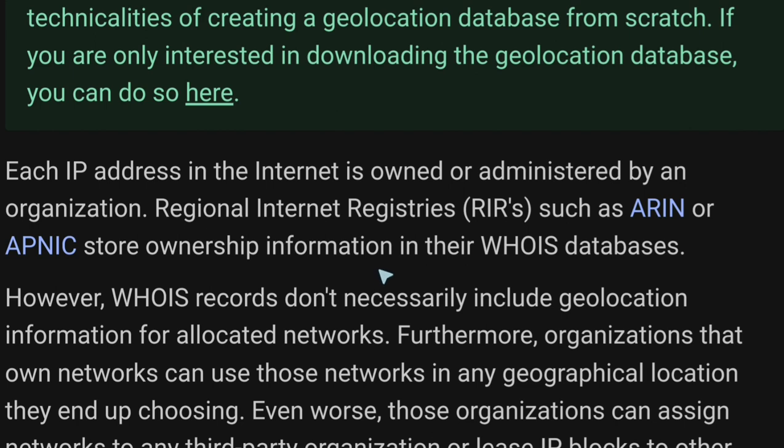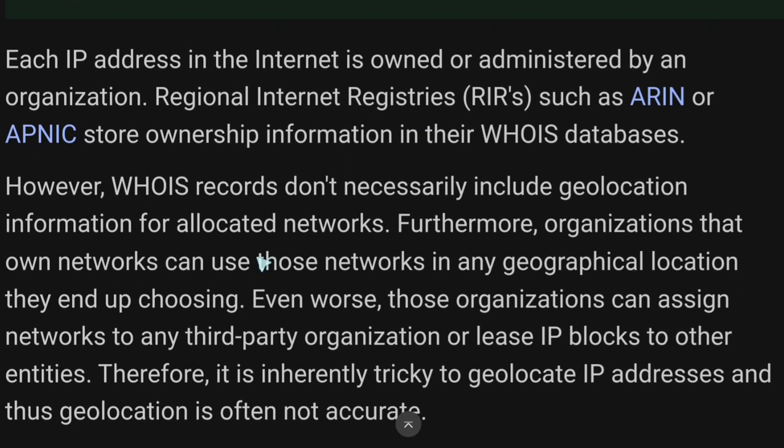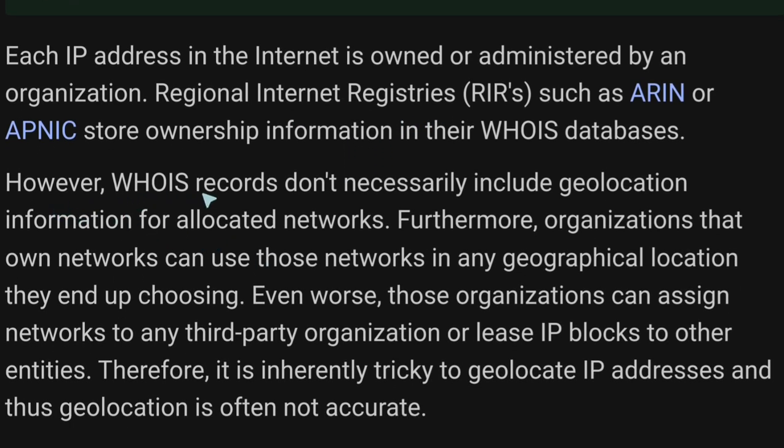When you register a domain name, and then you say, this is... looks like IP addresses are also registered. You say, who are you? However, WHOIS records don't necessarily include geolocation information for allocated networks.